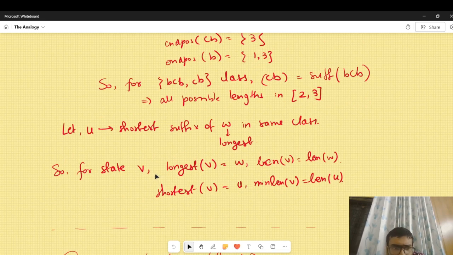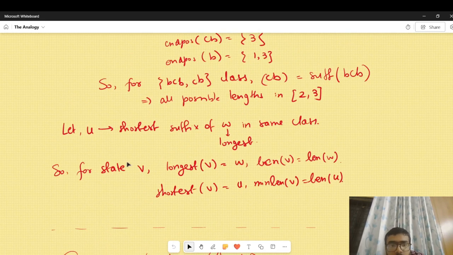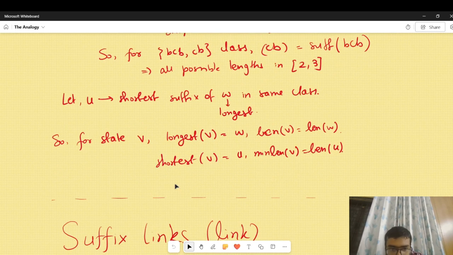A few simple definitions that might be useful later. For any state v, hence for the same equivalence class, we can define longest v as the string with longest length, which is w in this case, and len v as the length of longest v, string w. Whenever we are discussing a finite automaton structure, we will be denoting that state by the string of the longest length in it. Similarly, shortest v is u here in this case, and min len v is the length of u. So maybe we'll use these two functions later.